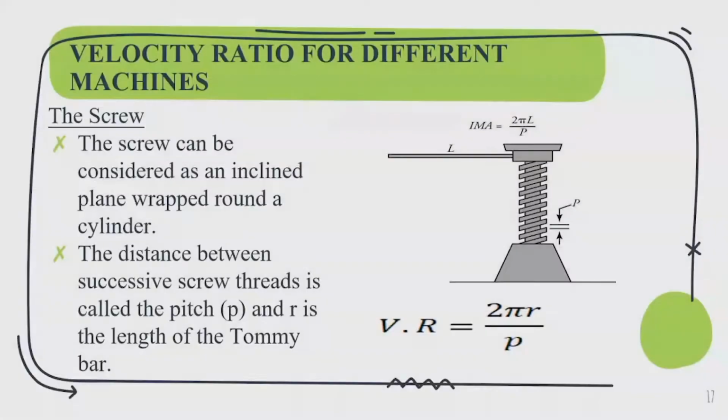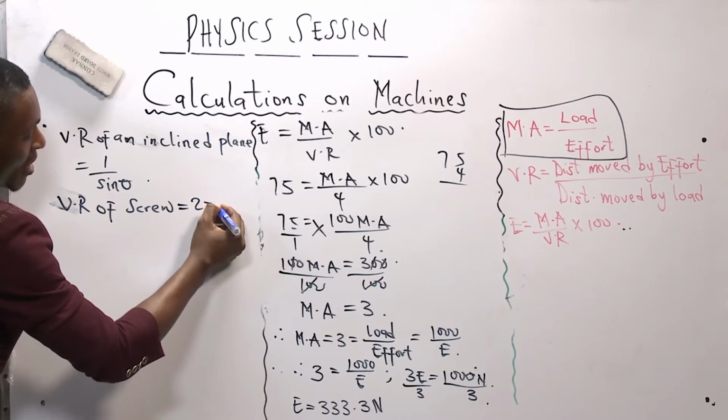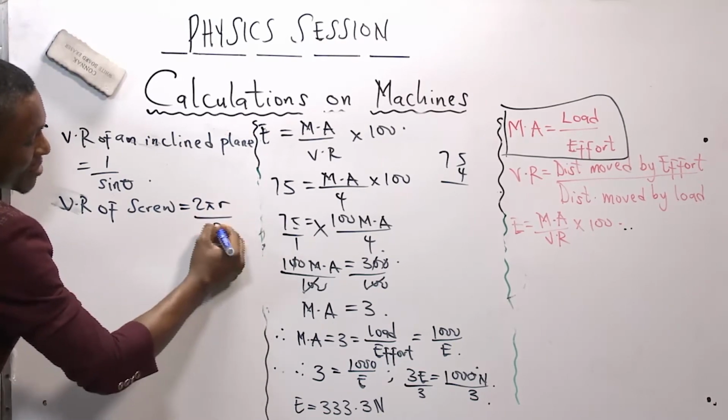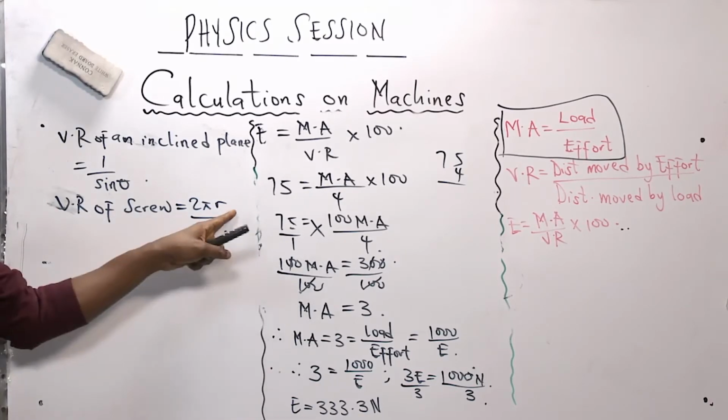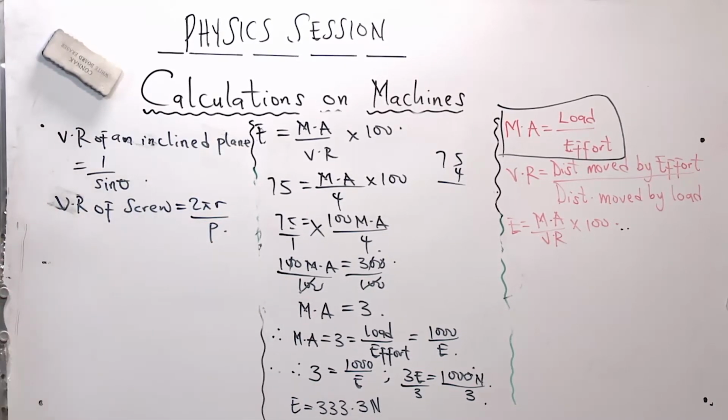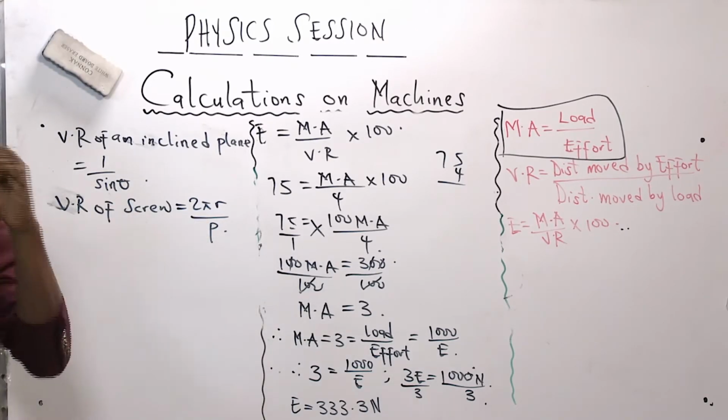Moving to the next machine, the screw. We are familiar with the screw very well. I'm sure at some point you've used a screw before, right? So how do we calculate the velocity ratio of the screw? We use the formula 2 pi r over p, where r is the length of the handle, and p is the pitch. The pitch is just the distance between the threads.